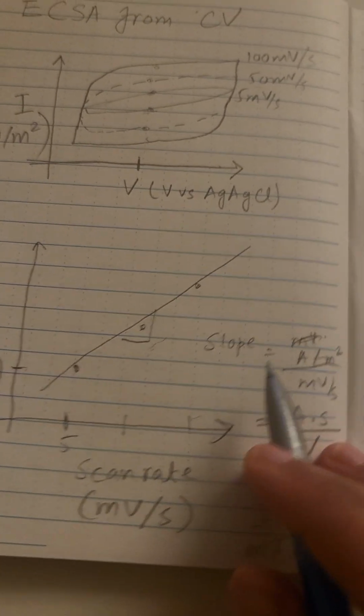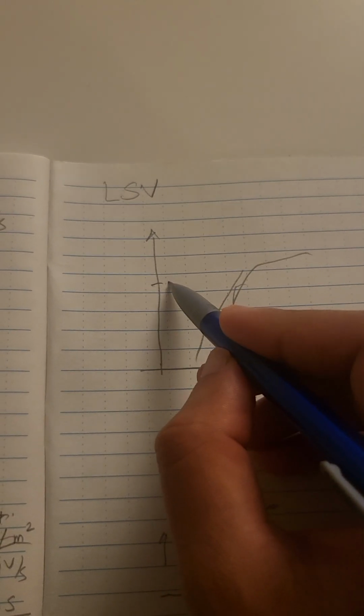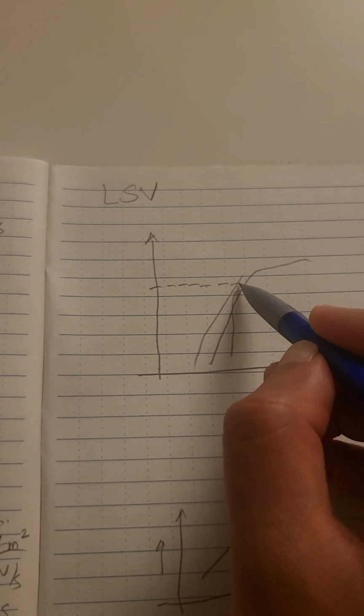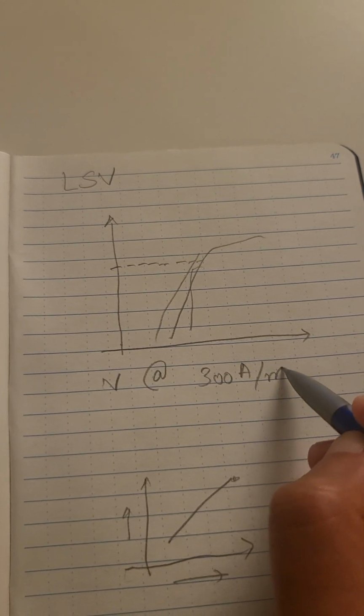For the HER performance, you can just plot the LSV like these. Let's say this is the one, this is the second one, this is the third one, and the limit is current density, how much voltage it takes to reach 300 milliamps of current density. Voltage required to reach 300 amps per square meters of current density.